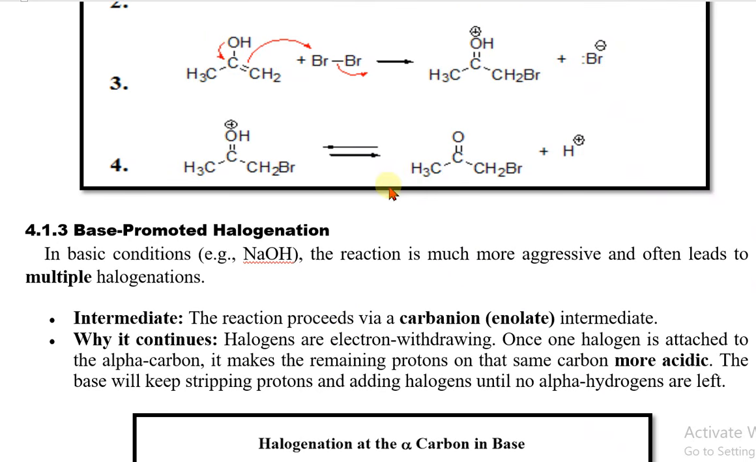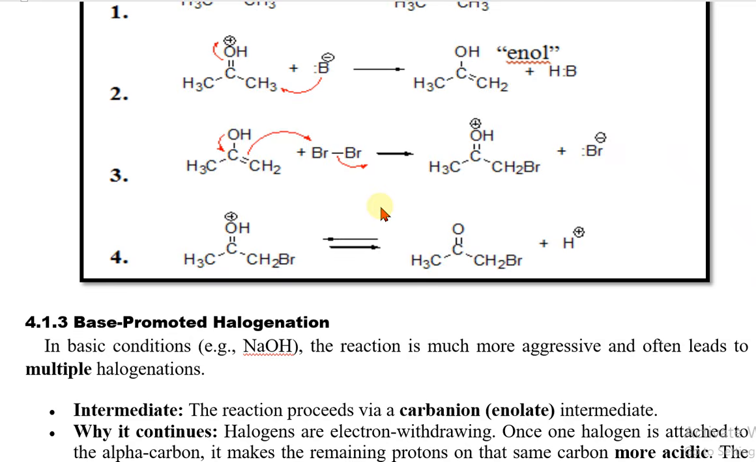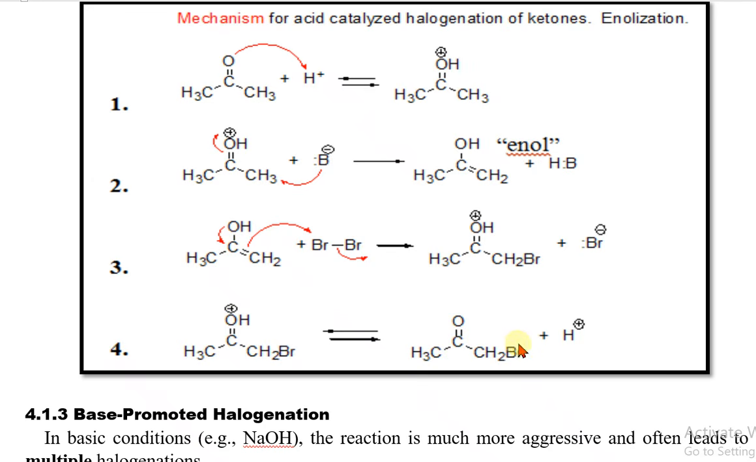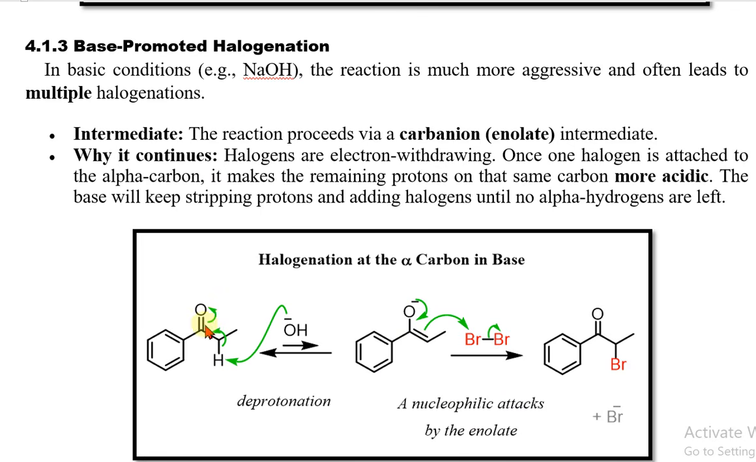This is about acid catalyzed. For this reason, the reaction will be stopped. Just one alpha halogenation will happen, and the reaction will stop. When we use base as catalyst, in basic condition like NaOH, the reaction is much more aggressive and often leads to multiple halogenation.